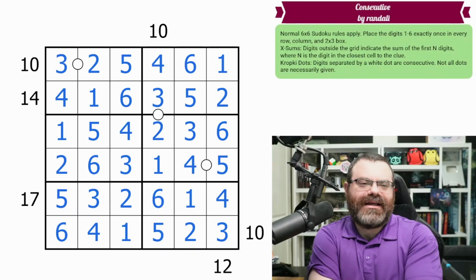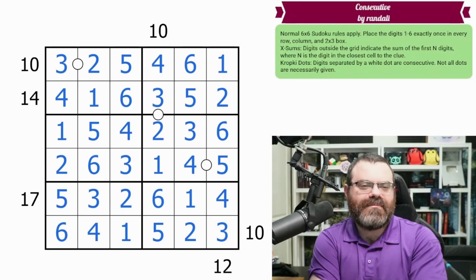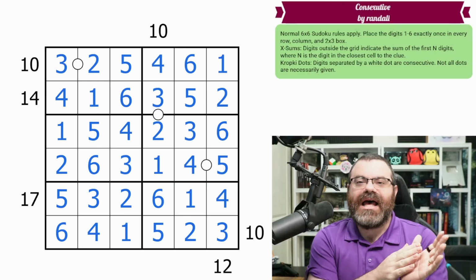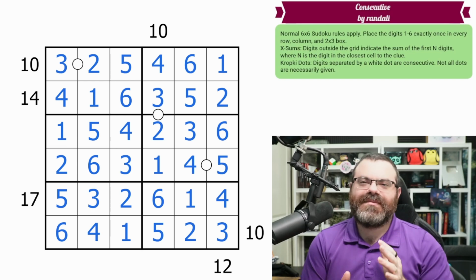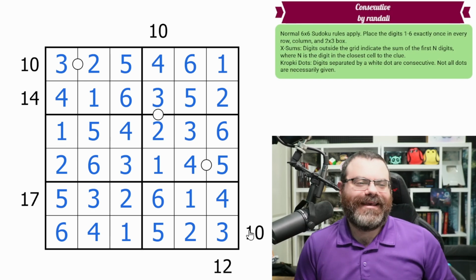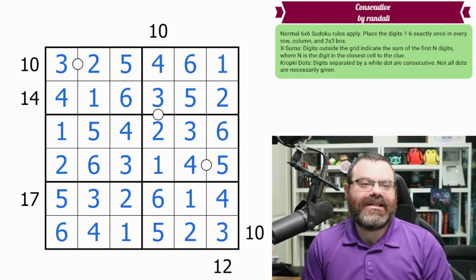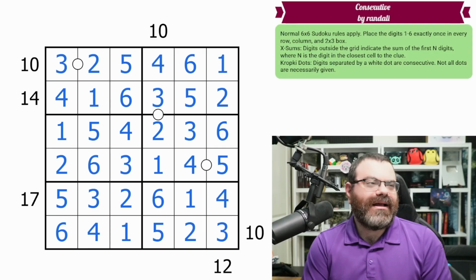Really nice puzzle, Randall. I'm actually very thankful to Randall for being pretty consistently on the kind of easier side of the spectrum. We've had some difficulty creep, maybe. There's been debate about whether we've been publishing more difficult puzzles recently, but this is very much in line with Sudoku Adventure difficulty level that I would like to see.